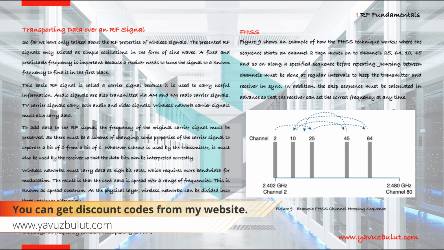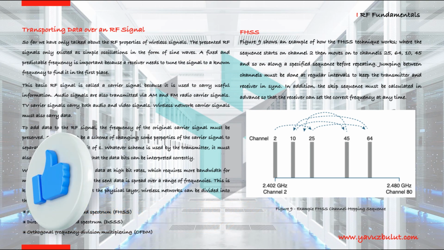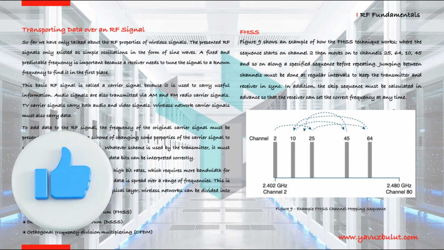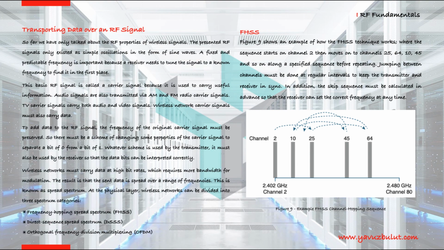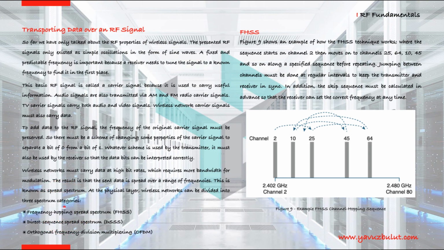The constant and predictable frequency is important because a receiver needs to be tuned to a known frequency in order to find the signal in the first place. This basic radio frequency signal is called a carrier signal because it is used to carry useful information. Audio signals are transmitted via AM and FM radio carrier signals, while TV carrier signals carry both audio and video signals. Wireless network carrier signals also need to carry data.